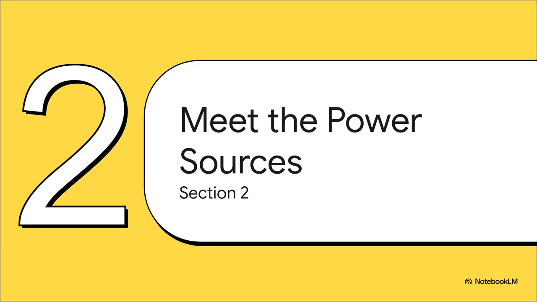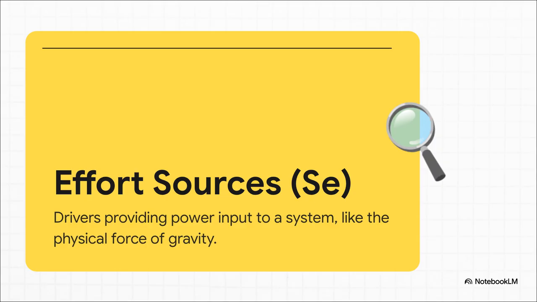Section 2. Meet the power sources. Before we catch our culprit, we need to meet the benefactors, the things actually driving power into our system. I mean, you can't have a leak if you don't have water flowing into the pipe to begin with, right? The first power source is called the effort source, represented by the symbol SE. Effort sources provide a baseline power input to a system.